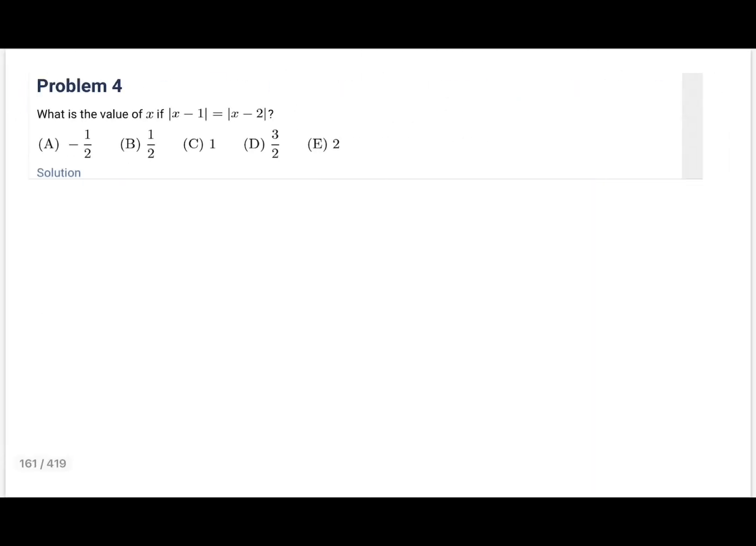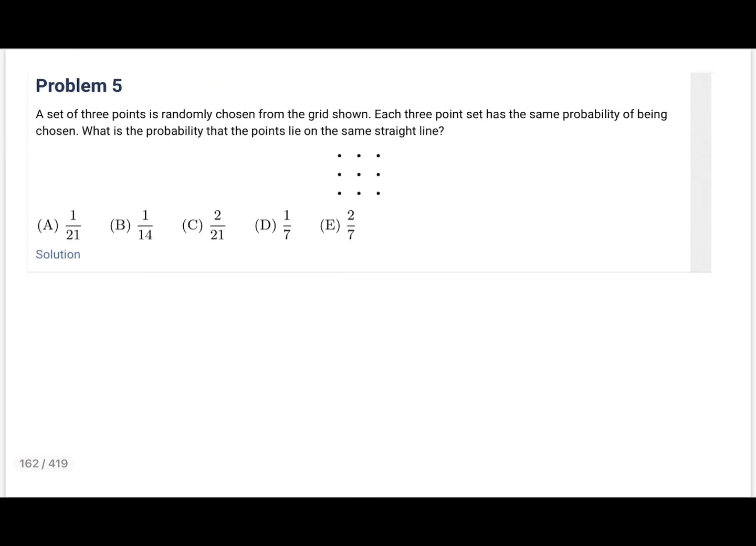Number 4, what is the value of x? If the absolute value of x minus 1 equals the absolute value of x minus 2, then this would mean that one absolute value has to be plus and one has to be minus. So let's say that x minus 1 is plus and x minus 2 is minus, so that would mean that x minus 1 equals minus (x minus 2), 2x equals 3, x equals 3 over 2. The answer is D.